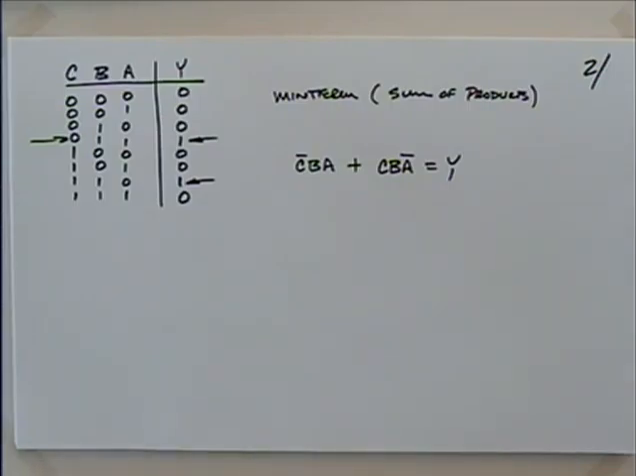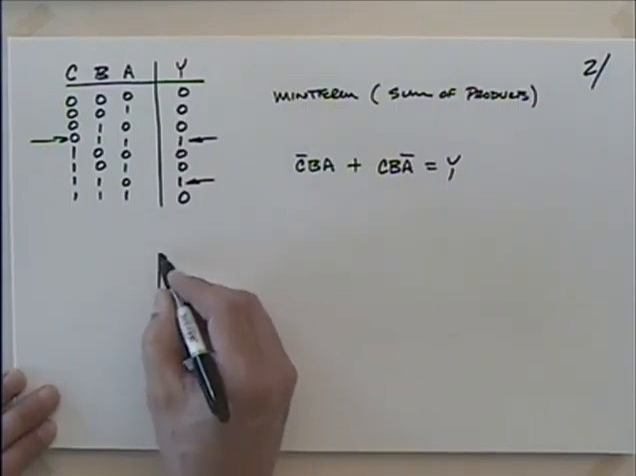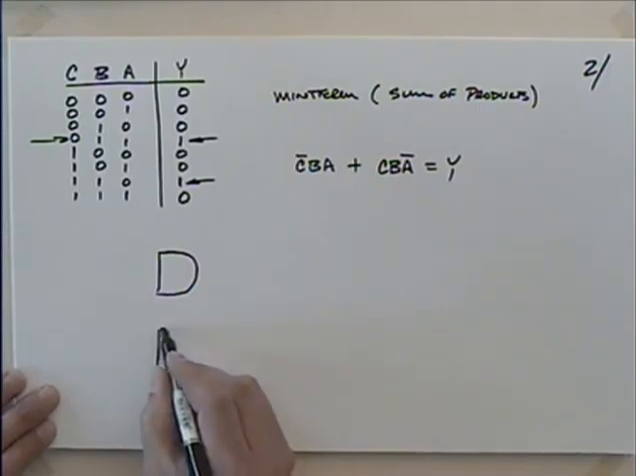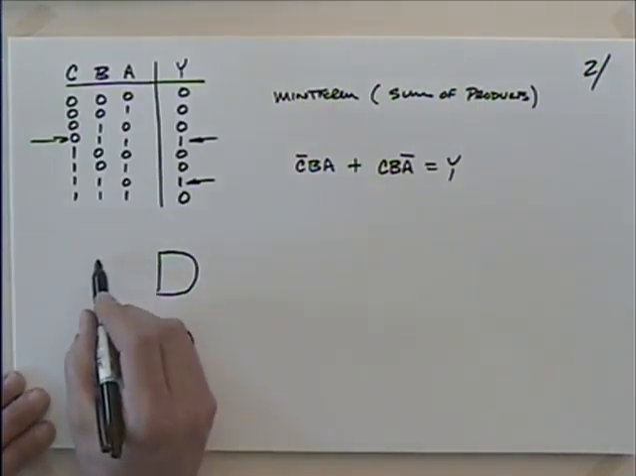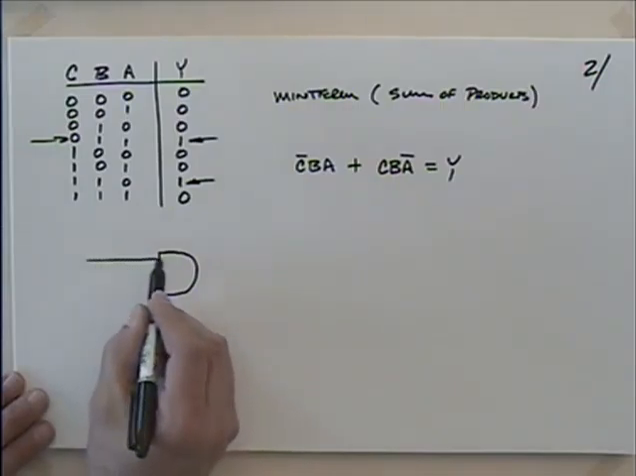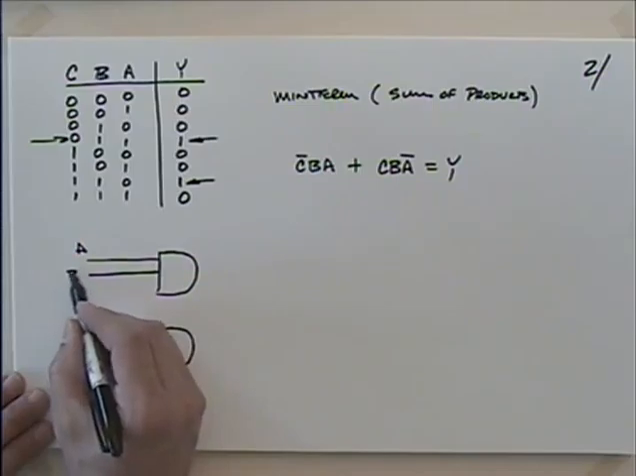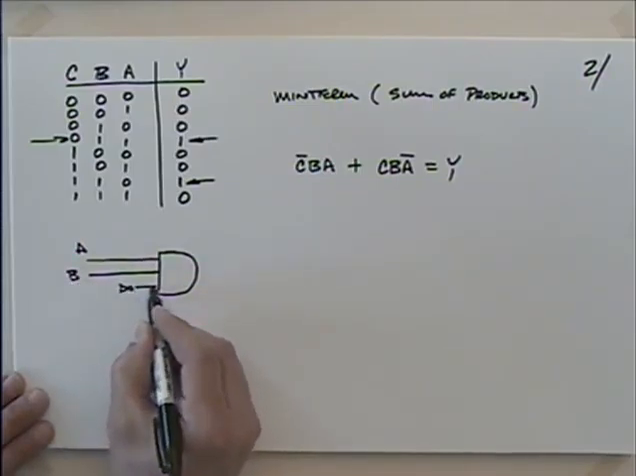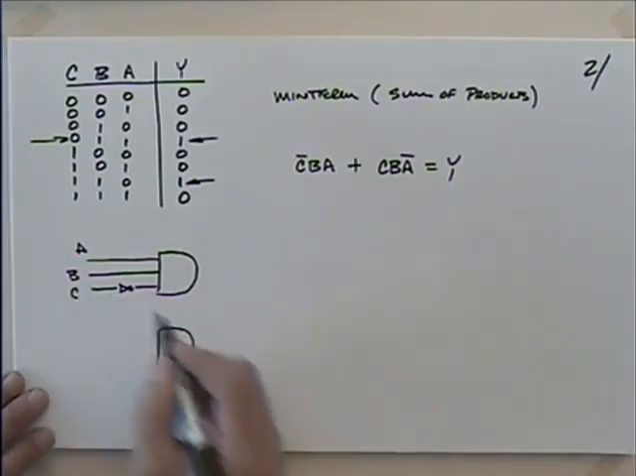So if I build a circuit on that, what's that look like? Again, we'll start out with some 3-input AND gates. And so we've got A and B, and then not C. Okay, so that's A, B, and not C.